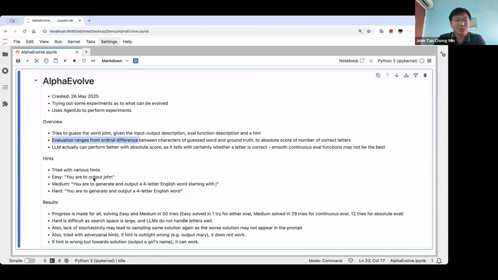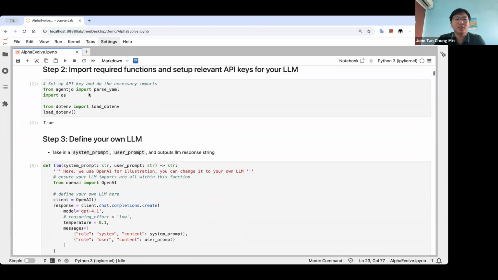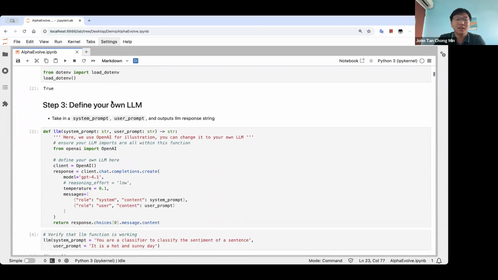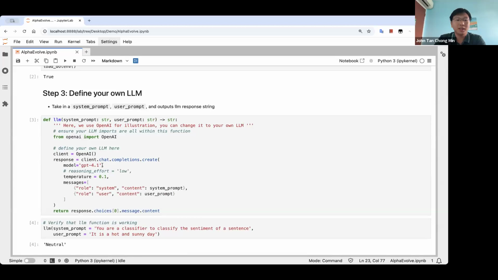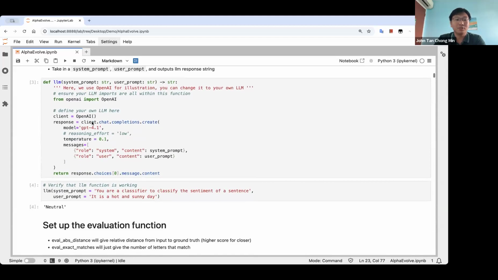All right, so I will just show you how this is done. First, install Agent Joe. You can use anything that has structured output. You don't have to use Agent Joe; you can use Instructor and so on. So define the LLM. Here I realized GPT 4.1 is better than 4o mini. 4o mini doesn't really understand letters that well, but 4.1 does. So great job to OpenAI for that.